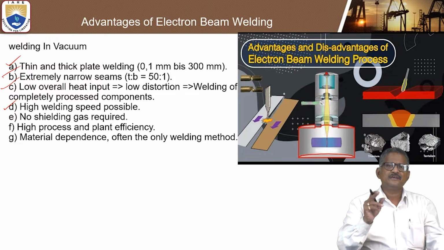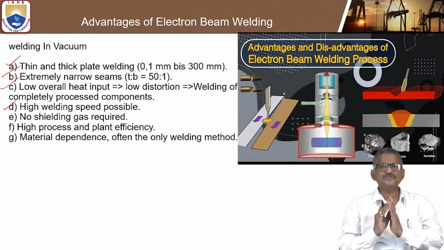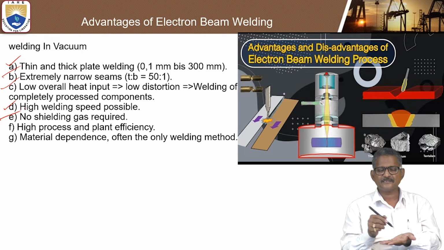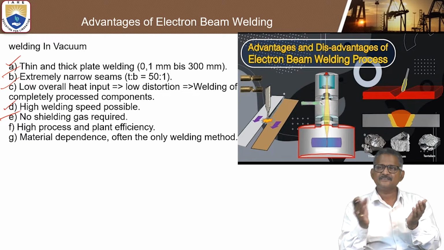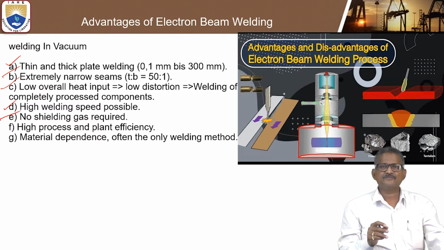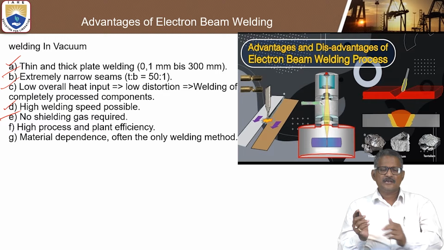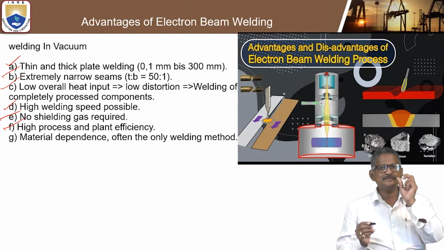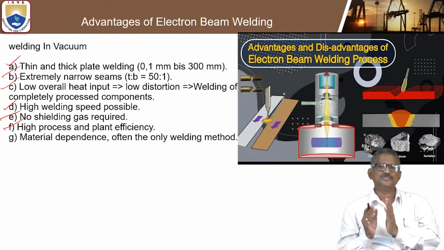That is why high welding speeds are possible here, and no shielding gas is required, because there is no workpiece contact. Obviously there is no shielding gas. If it is arc welding, there is contact and a shielding gas, but there is no shielding gas required in this EBM process. Another interesting advantage is that EBM is a high-efficiency process, and the plant efficiency will be good.